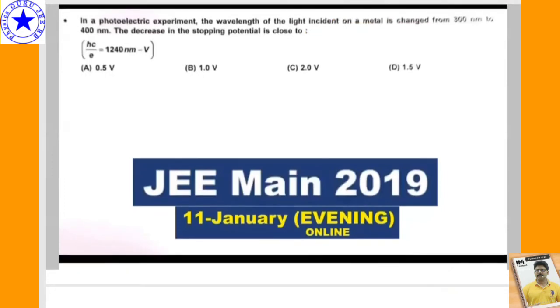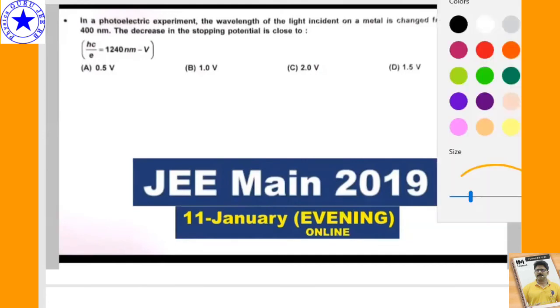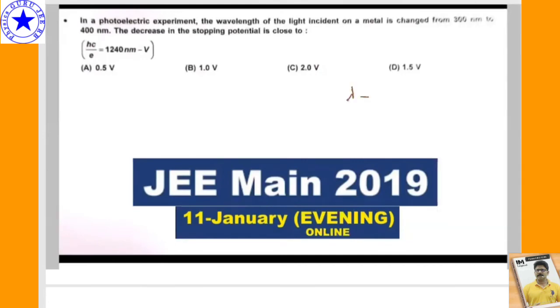In a photoelectric experiment, which was given in JEE Mains 2019, 11th January evening online exam. According to the question, in a photoelectric experiment, the wavelength of light incident on a photometal is changed from 300 nanometers to 400 nanometers. Here lambda is changing, from 300 nanometers to 400 nanometers. We want to calculate the decrease in the stopping potential.